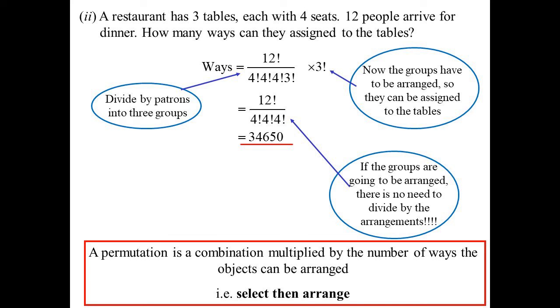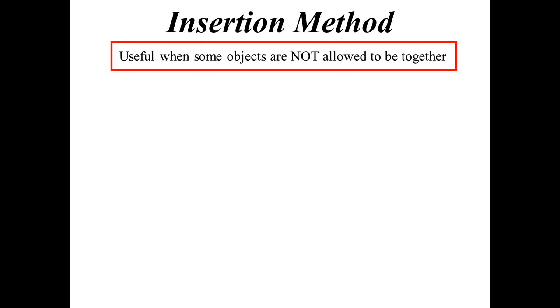When you think about it, a permutation is actually a combination: we get the combination, but then we multiply it by the number of ways we could arrange the groups. So some people think of a permutation as select, then arrange. Now, there's this idea, the insertion method. This is really useful when some objects are not allowed to be together. This is probably more back on permutations now rather than combinations.